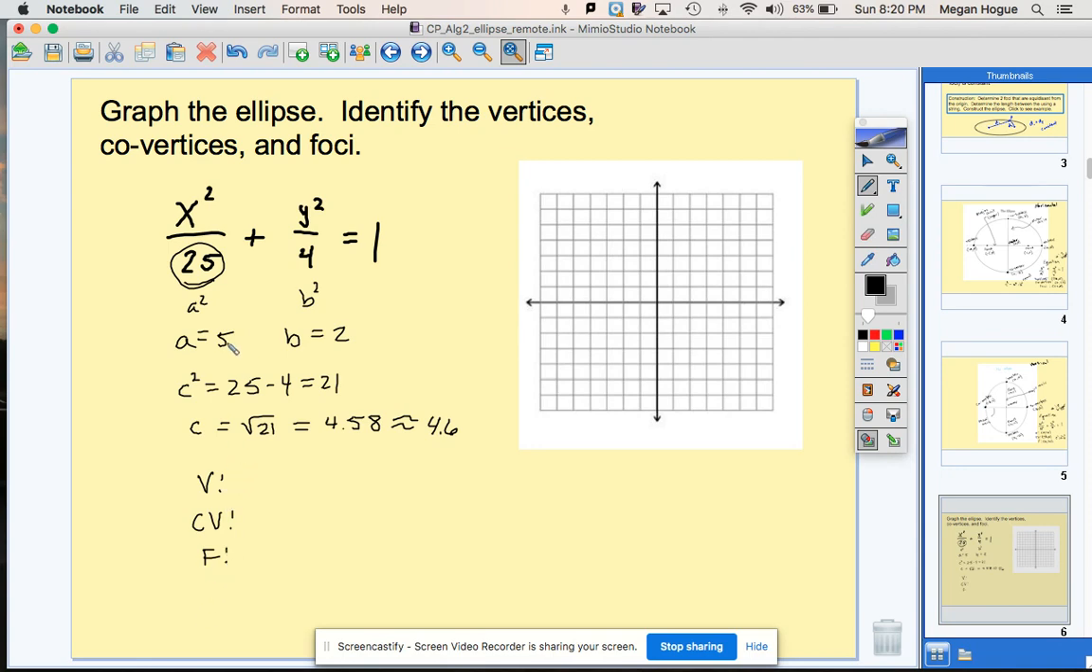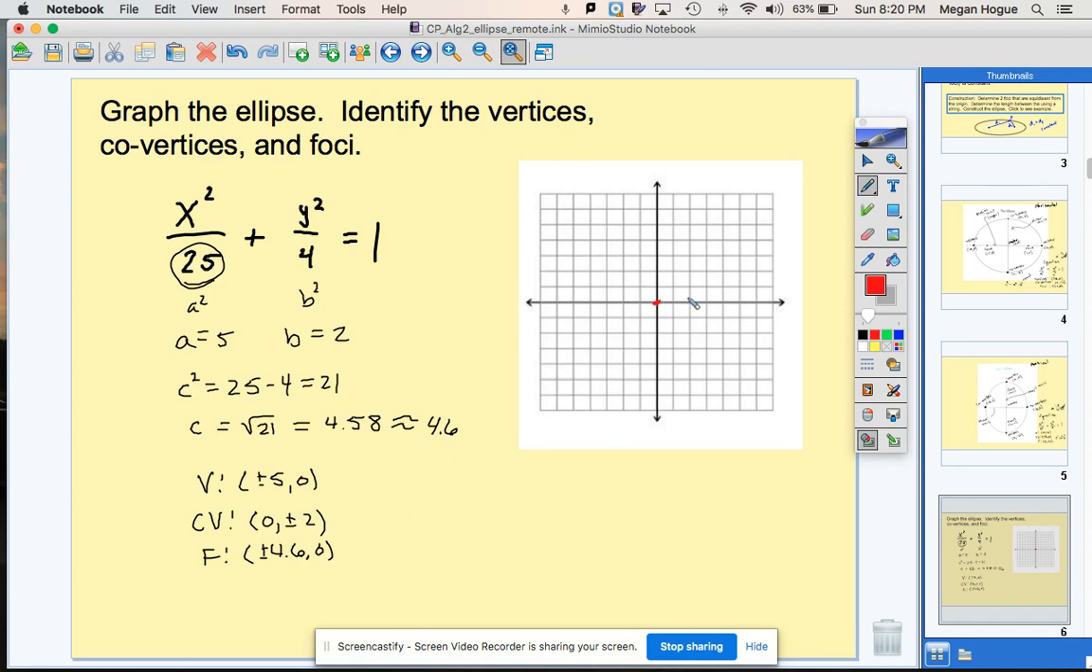So the vertices, covertices, and foci. The important part is to get that a in the right spot, the x or the y. Well, if it's underneath x squared, the a is going to go in the x position, so plus or minus 5, 0. Covertice is the b, so the b is 2. It's along the other axis, so 0, plus or minus 2. The foci should be along the same axis as the vertices, so it's in the x position here, so plus or minus 4.6.